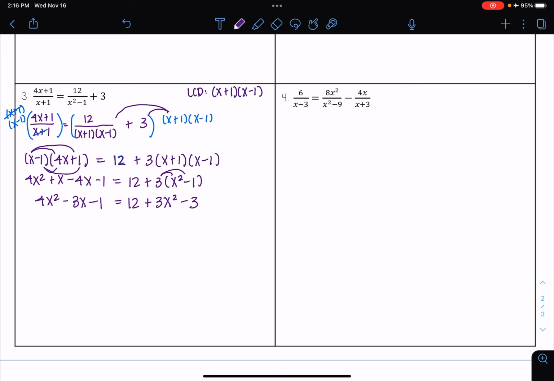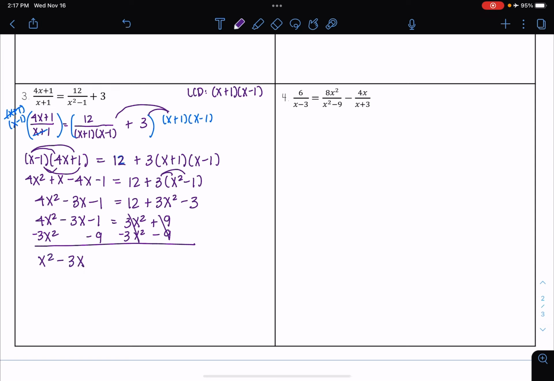So I do have a quadratic function here, so that means I need to get everything to one side. I'm going to first simplify this right-hand side a little bit further since I still have some like terms. I can add the 12 and negative 3 to get 3x squared plus 9. Now I'm going to move all of my terms. So I'm going to subtract 3x squared to the other side, subtract 9, and I get x squared minus 3x minus 10 is equal to 0.